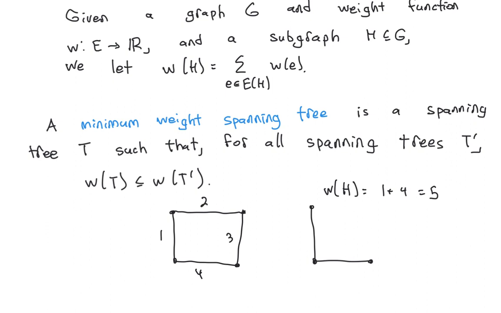Then we define a minimum weight spanning tree to be a spanning tree with the property that it has the minimum weight. So given any other spanning tree T prime, our spanning tree T is smaller weight. Note we use less than or equal to, so we're not guaranteeing that there's a unique spanning tree of minimum weight, just at least one. Given that the collection of spanning trees of a finite graph is a finite set, we do know that a minimum weight spanning tree must exist.